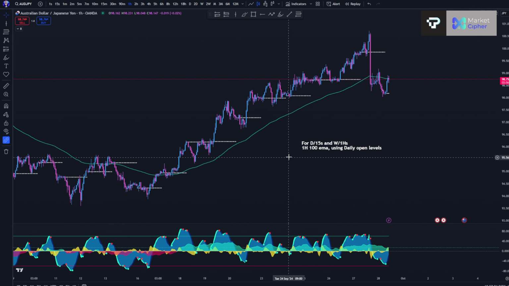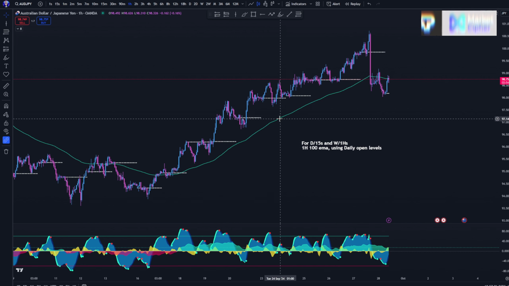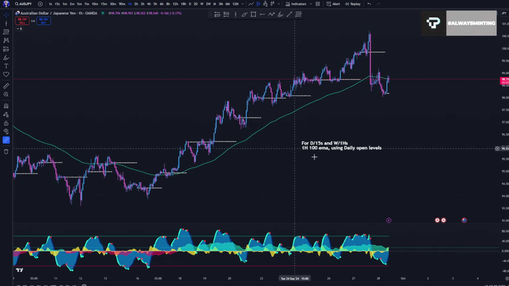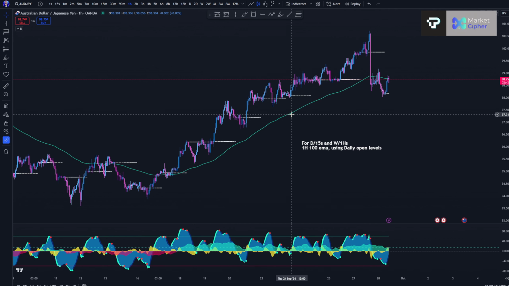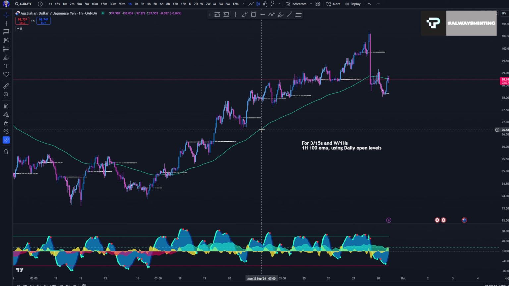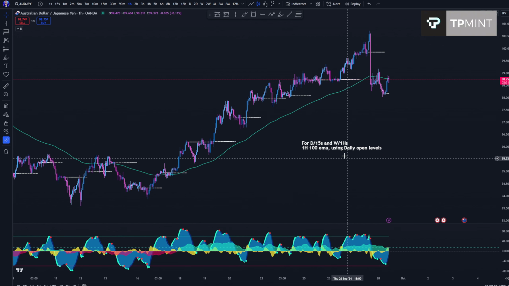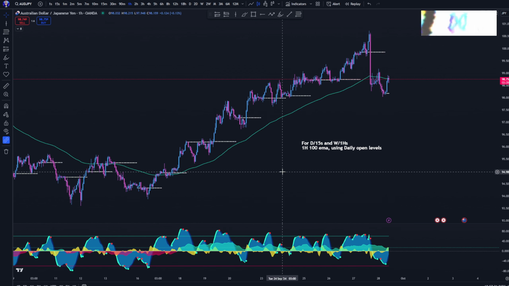So you can see here I have got a different EMA on my chart. For these timeframes, if you're trading them, you would stay on the 1 hour time frame, and the EMA that I have on my chart is the 1 hour 100 EMA. And no matter what time frame I switch to, it'll always be the 1 hour 100 EMA, which you can change in the EMA settings. And these levels that you see on the screen, that is the daily open levels.